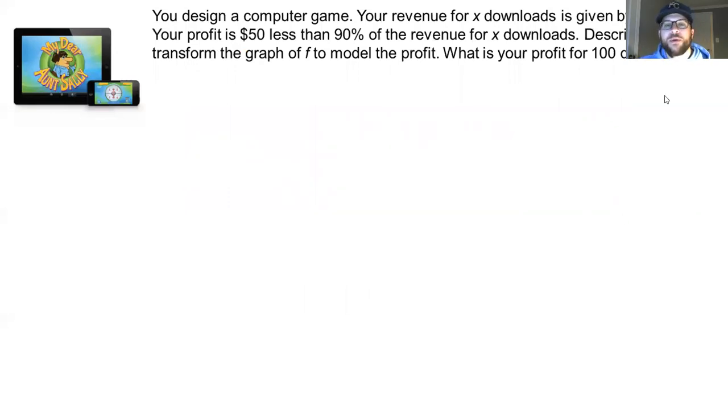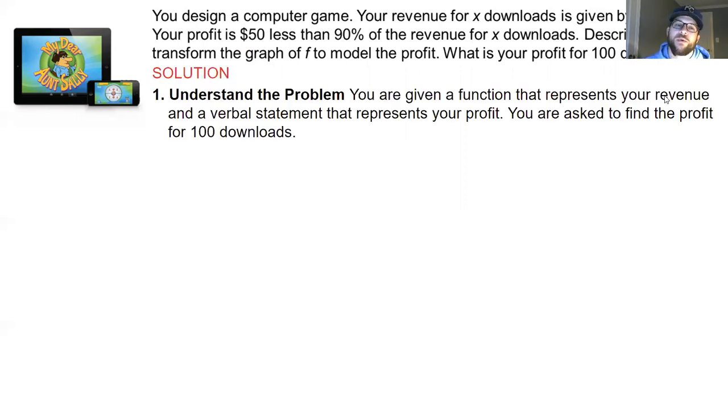So moving on to an application, let's say you're designing a computer game. Your revenue for x downloads is given by a function of f(x) = 2x. Your profit is $50 less than 90% of your revenue for x downloads. Describe how you would transform the graph of f to model the profit, and then estimate what the model is for 100 downloads. So let's understand this piece by piece. You're given a function that represents your revenue and a verbal statement that represents your profit. You're asked to find the profit for 100 downloads.